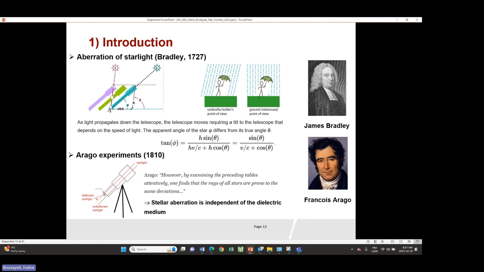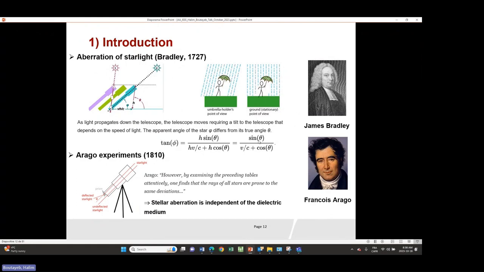Let's start in the 18th century. James Bradley, we see the photo here, found the aberration of starlight. What is the aberration of starlight? If you have a star, you see here with the number one, that is located at a certain angle from the telescope. But because the Earth is moving, you have to tilt the telescope in order to see the star. So instead of seeing the star at the angle theta, you see it at the angle phi. And that's the relation between theta and phi.